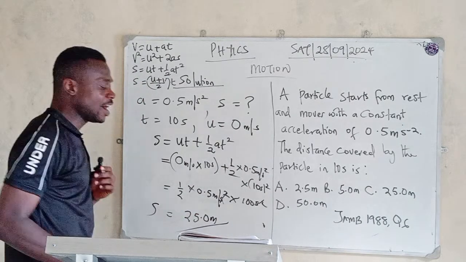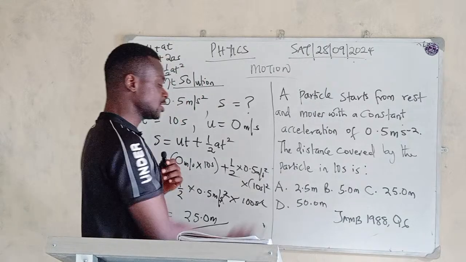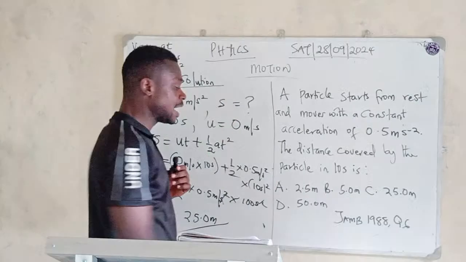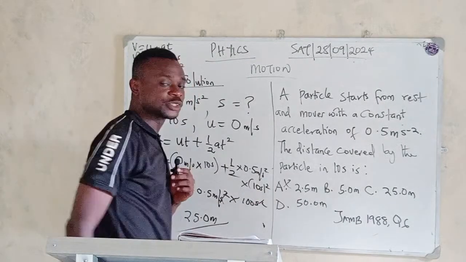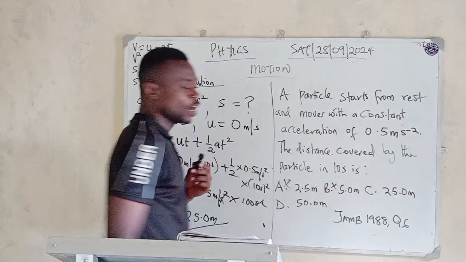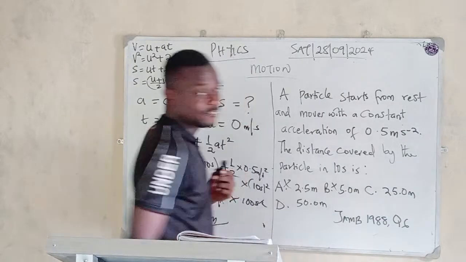25.0 meters. So let's look at the options. Option A says 2.5 meters is not the answer. Option B says 5.0 meters is not the answer. Option C says 25.0 meters is the answer.